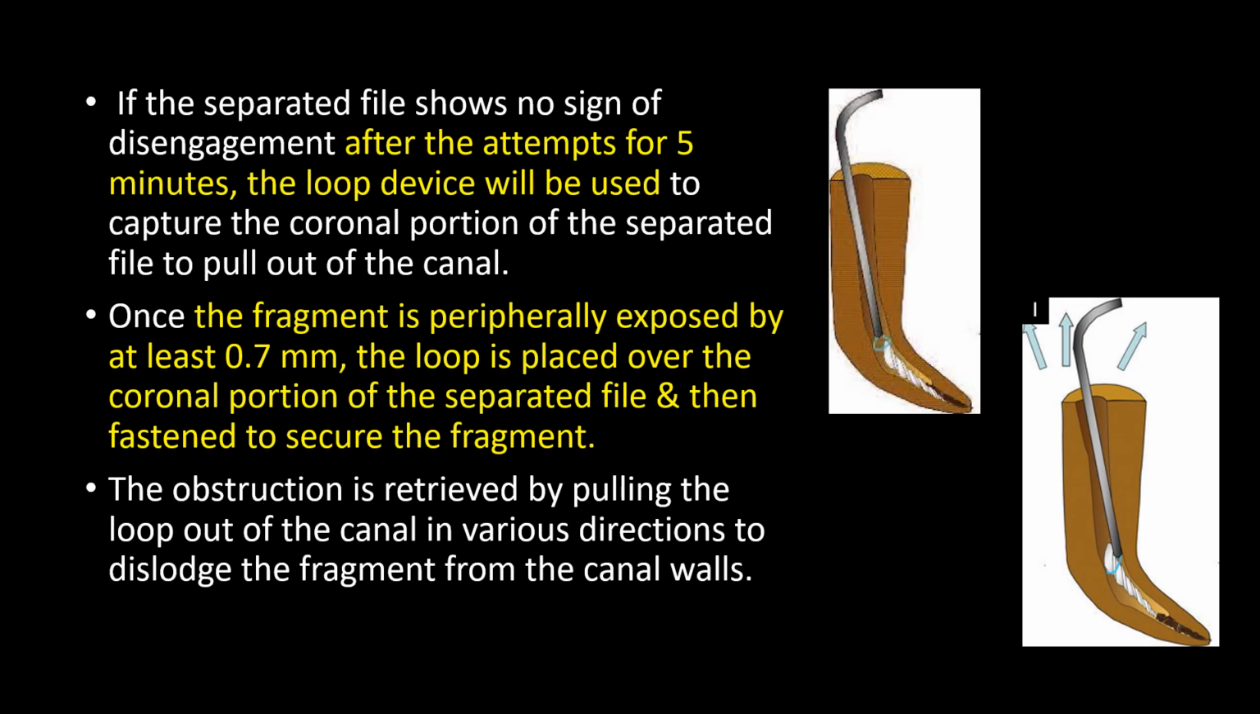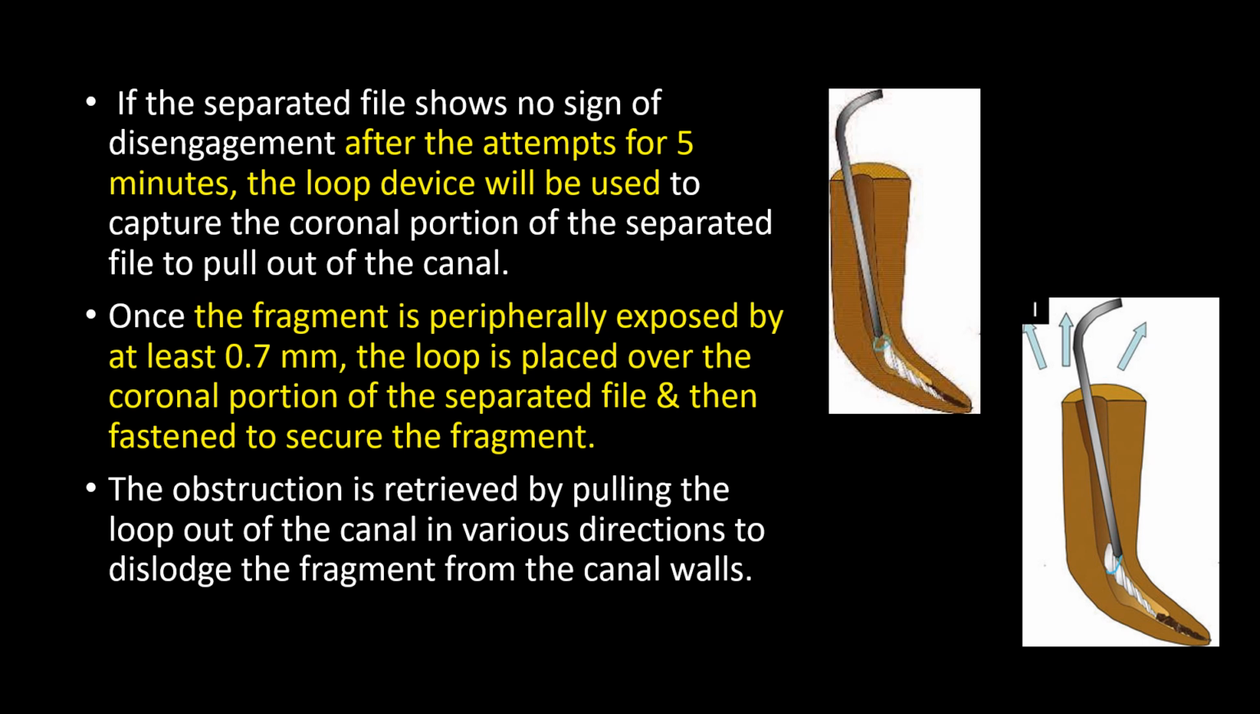If the separated file shows no sign of disengagement after attempts for 5 minutes, the loop device will be used to capture the coronal portion of the separated file to pull it out of the canal. Once the fragment is peripherally exposed by at least 0.7 mm, the loop is placed over the coronal portion of the separated file and then fastened to secure the fragment.